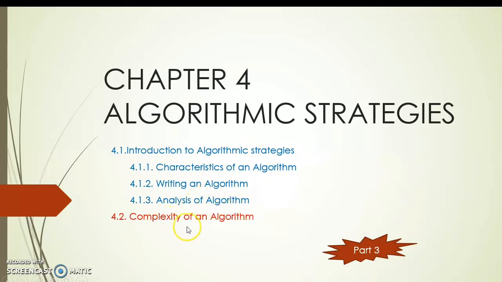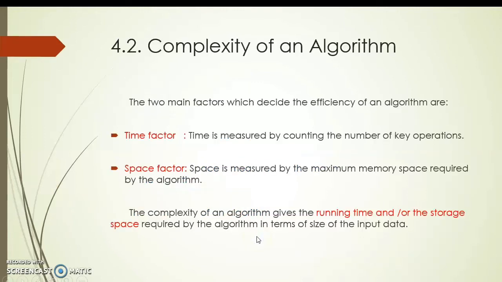Now in this video class we are going to discuss the complexity of an algorithm. First, let us know what is meant by complexity of an algorithm. Complexity of an algorithm is a measure of the amount of time or space required by an algorithm for an input of a given size n. That is, how much time and space is required to complete the algorithm is known as the complexity of an algorithm. The two main factors which decide the efficiency of an algorithm are the time factor and the space factor.